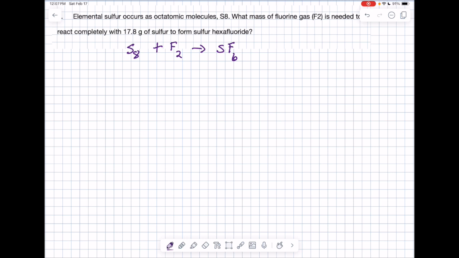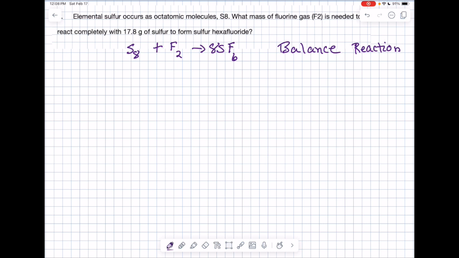Now, again, what we're trying to figure out is how much fluorine we need to react with this. So we need to first balance the reaction. That's going to be our first step always, is balancing our chemical reaction. We write the reaction and then we balance the reaction so we have the same number of atoms on both sides of the equation. So the first thing we'll note is that we've got 8 sulfurs on the left side, and we need 8 sulfurs therefore on the right. So I'm going to put a stoichiometric coefficient of 8 in front of our sulfur hexafluoride.